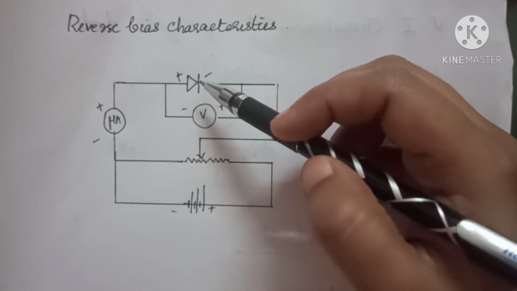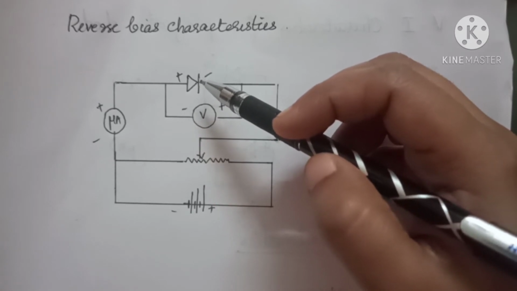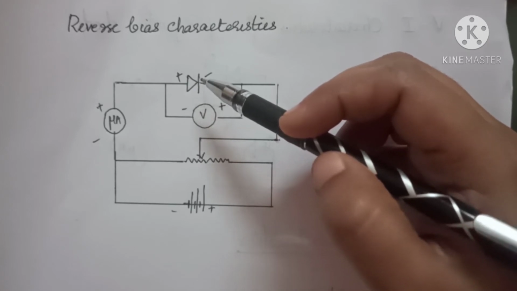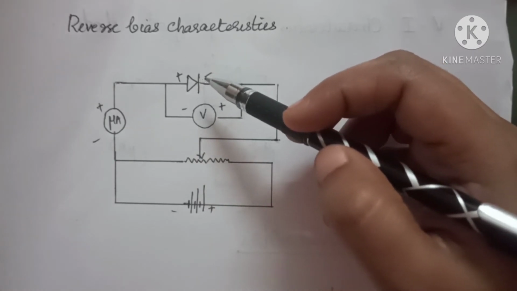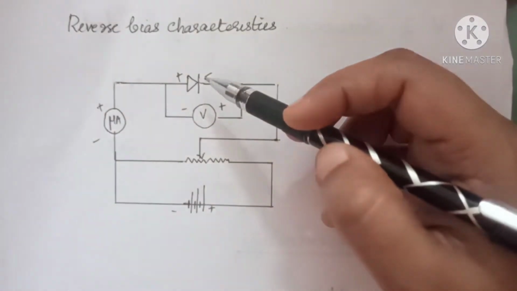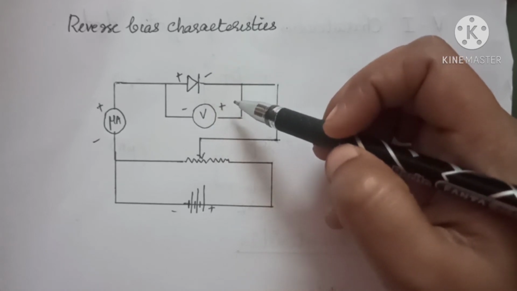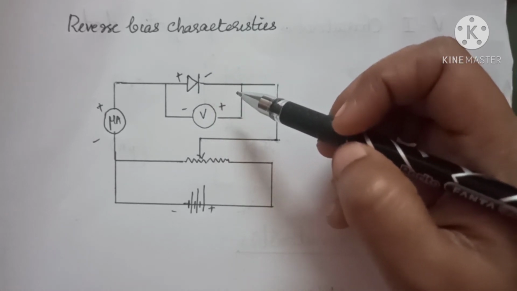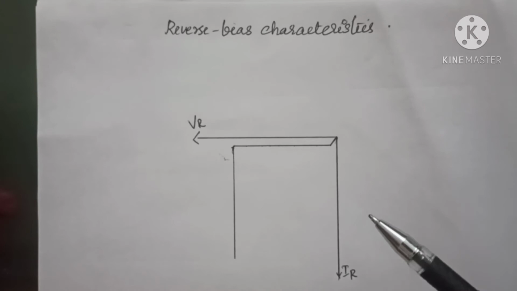This reverse voltage will create a reverse current in the diode, which we call the reverse current. Now plotting a graph between reverse current and reverse voltage is termed as reverse bias characteristics. Understood? So reverse bias characteristics means the graph plotted between voltage and current when the diode is connected in reverse bias. After plotting the graph, we will check the details. So this is the graph plotted for VR and IR.